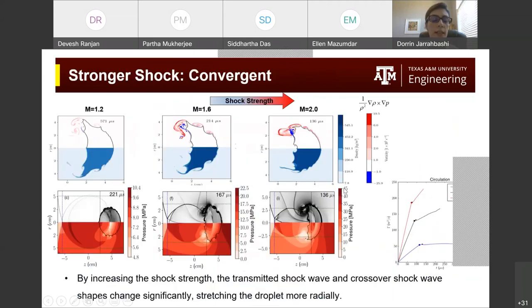And finally, we looked at the effects of the shock strength on a convergent case of 650 Kelvin and the same background pressure of 6 MPa, just changing the Mach number. And we realized that the aspect ratio of the droplet is significantly affected by the increase in the shock strength, and as we expected, the circulation increases with the Mach number. The behavior was somewhat expected, but it was interesting to actually see how the breakup of the droplet forms at such high pressures. So I think I'm running out of time.